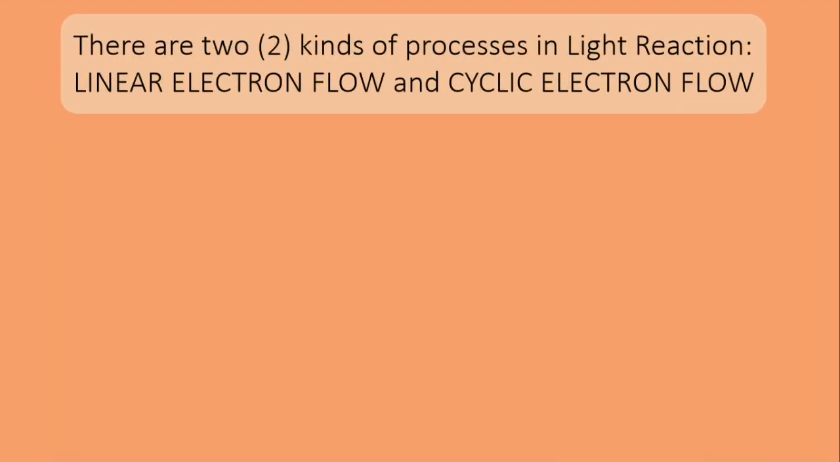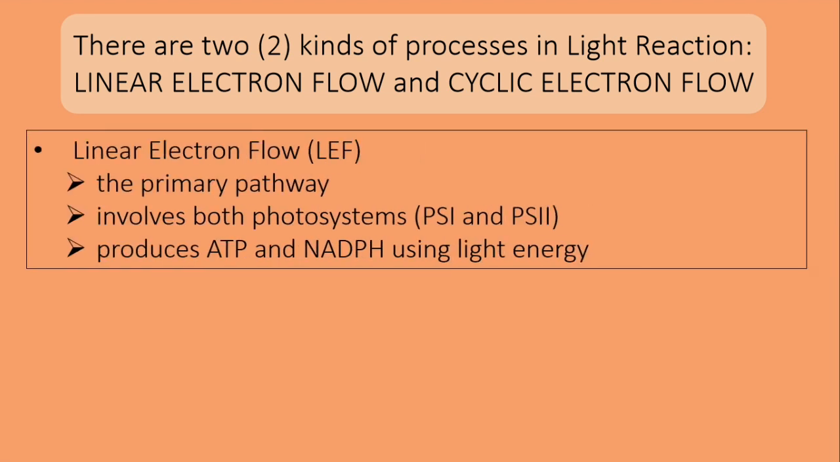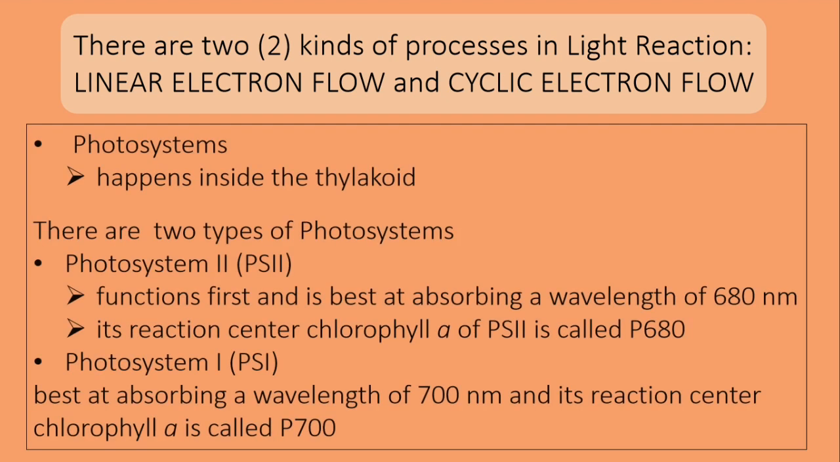There are two kinds of processes in light reaction, the linear electron flow and cyclic electron flow. Linear electron flow is the primary pathway. It involves both photosystems, PS1 and PS2. It produces ATP and NADPH using light energy. Photosystems happen inside the thylakoid. There are two types of photosystems.